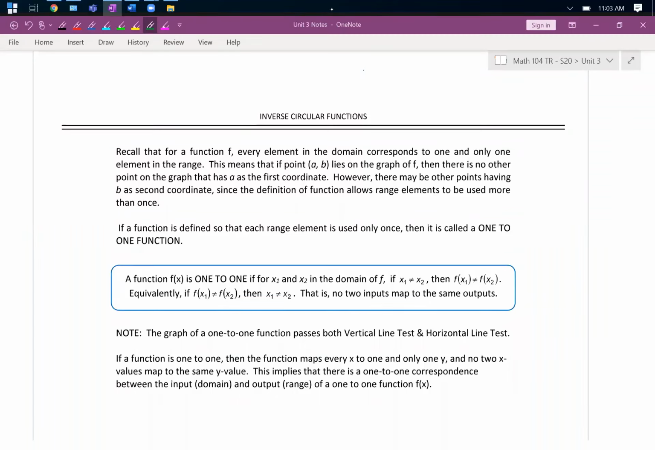If a function is one-to-one, then the function maps every x to one and only one y, and no two x values map to the same y value. This implies a one-to-one correspondence between the input and the output of this one-to-one function. So I must have left space here to draw my little diagram with people and social security numbers.